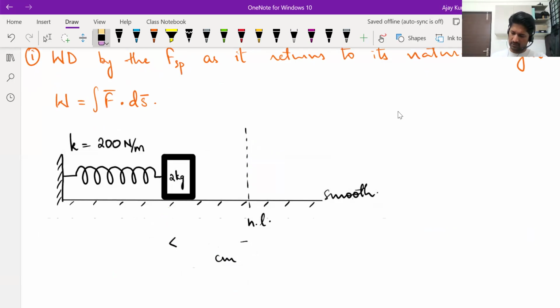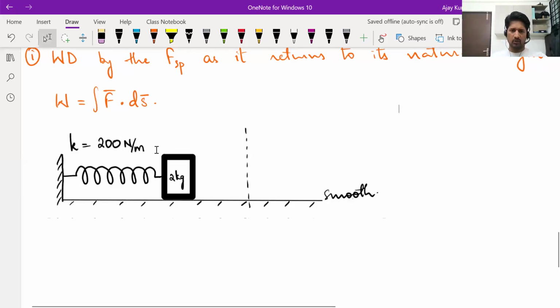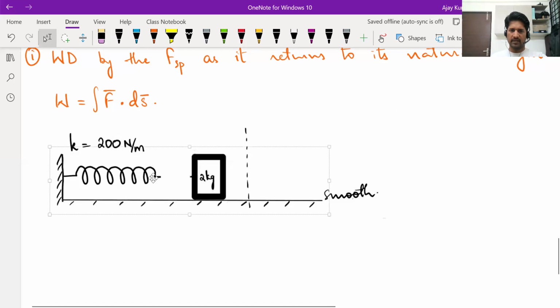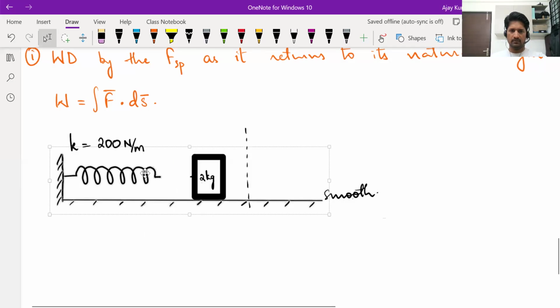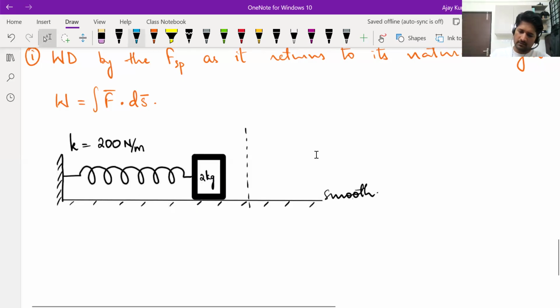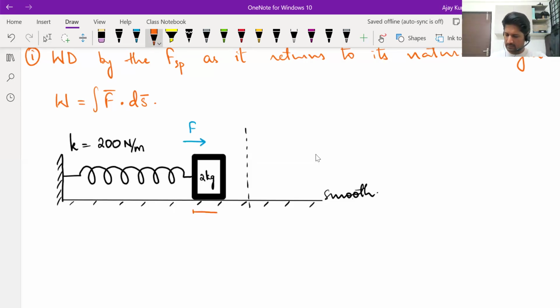So you can see the natural length that is indicated here. As this block is moving, as this block is getting displaced, at a random instant, you assume the block is somewhere here. The spring is in the process of relaxing. It will still be exerting a force. The force will be acting like this. Let it be. But remember, this is x.